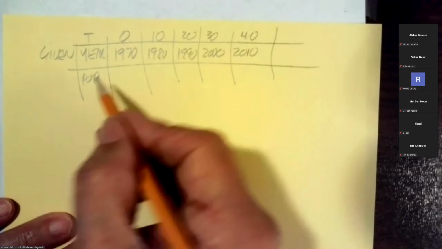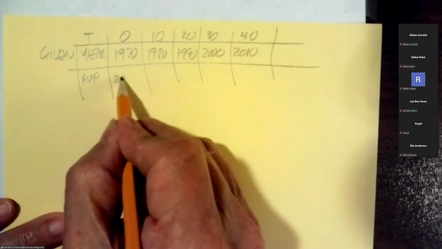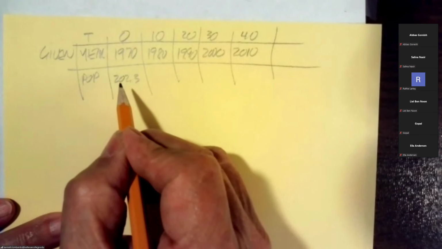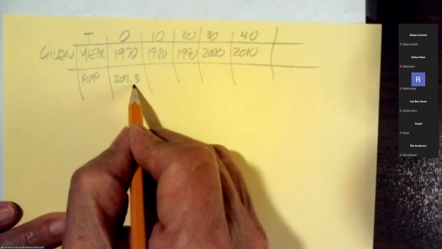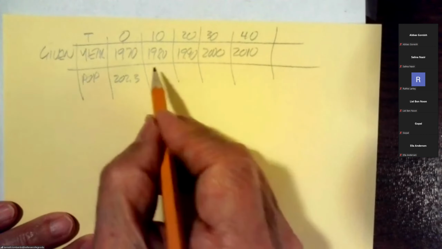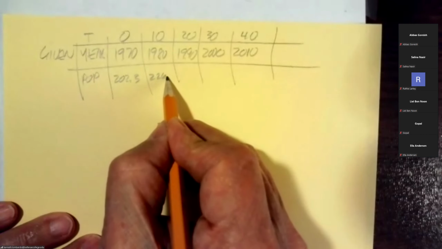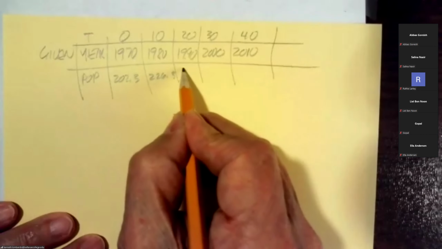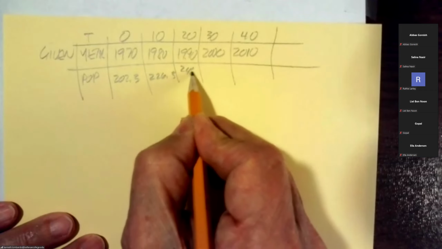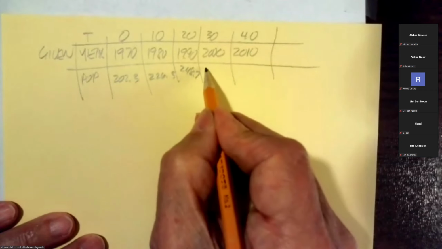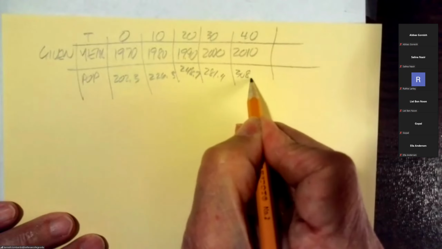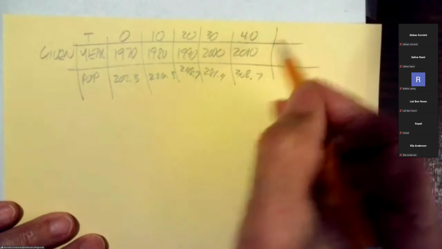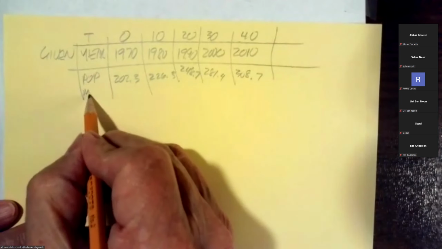So we might say the population here was 202.3 million, and then it went to 226.5, and then it went to 248.7. I'm just giving you some numbers here, 281.4, whatever these numbers are, 308. It's growing, in other words. So this is the year, and this is population in millions.